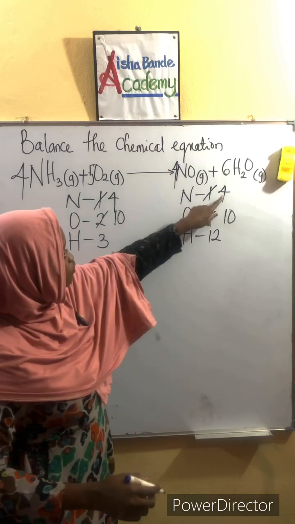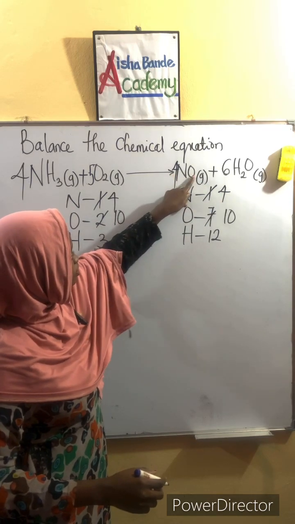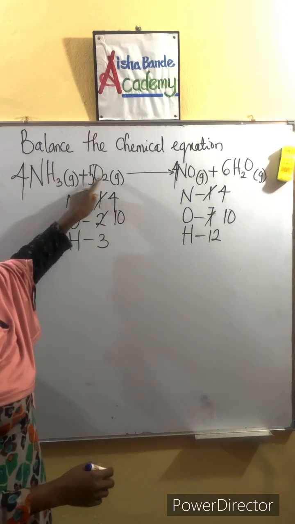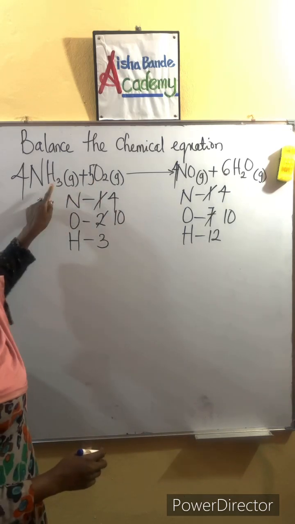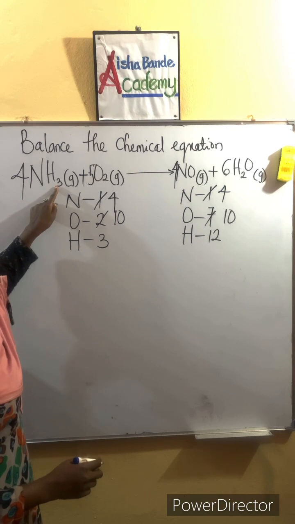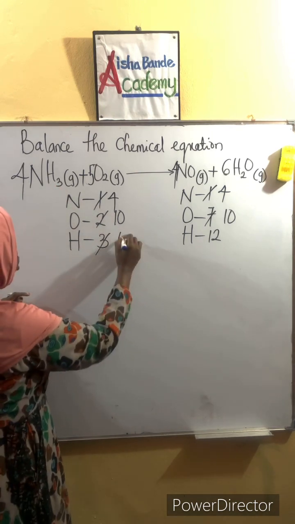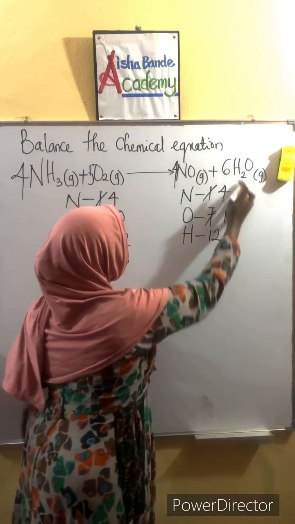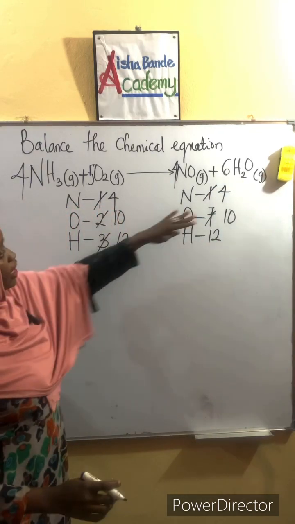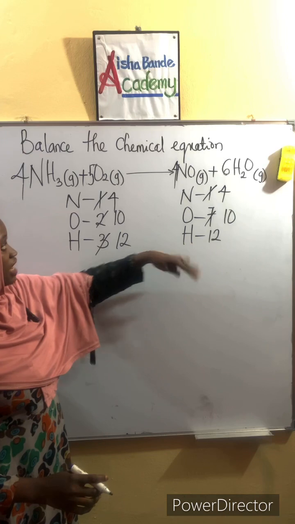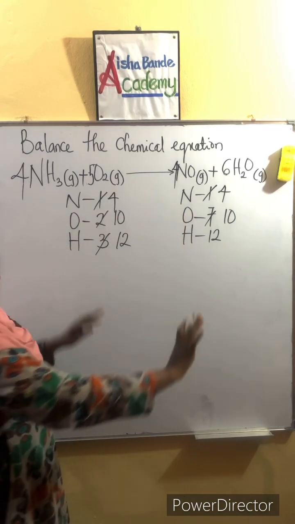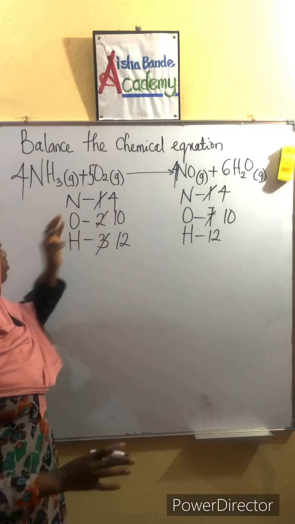Also nitrogen is 4. Oxygen is 4 plus 6, which is 10. Oxygen here is 5 times 2, which is 10. While hydrogen is 4 times 3, so hydrogen now becomes 12 here. And looking at hydrogen here, it is 6 times 2, which is 12. So now all the elements are balanced on both the reactant and the product side, that is both the left hand side and the right hand side.